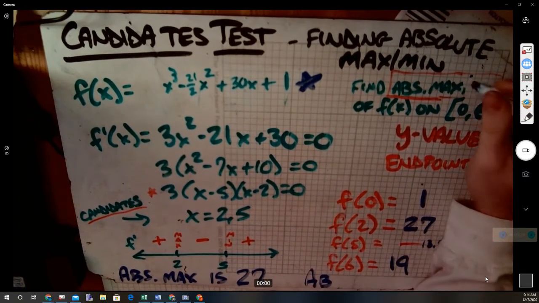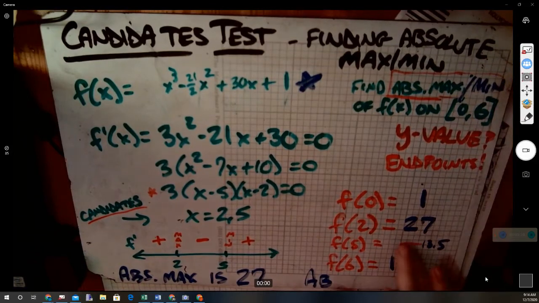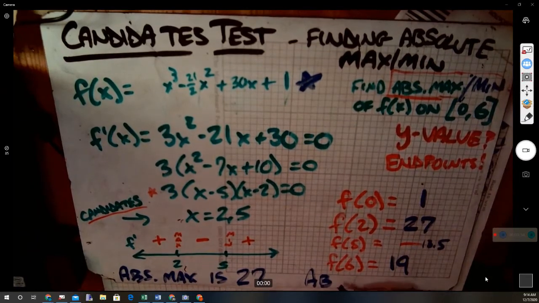If they asked for absolute minimum, when we go back to it, we would need to make sure we include the minimum this time. And the absolute minimum, in this case, is the smallest y value here, which is 1.